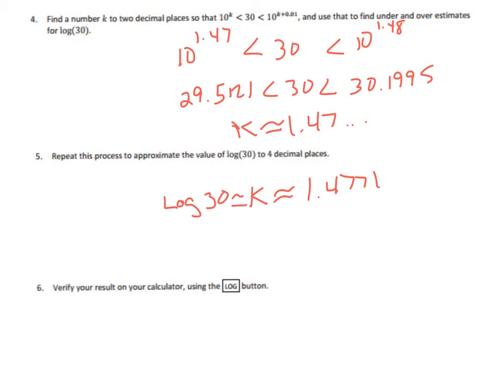Okay, now if you do it on the calculator, you actually will get the log of 30 is, rounded off, 1.4771. So we don't have to do the guessing game, but we can come up with it in that process, as well as obviously you can punch it in the calculator.